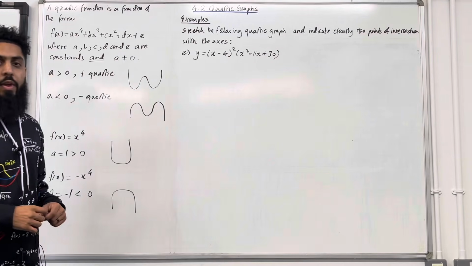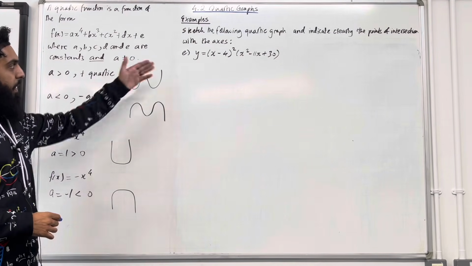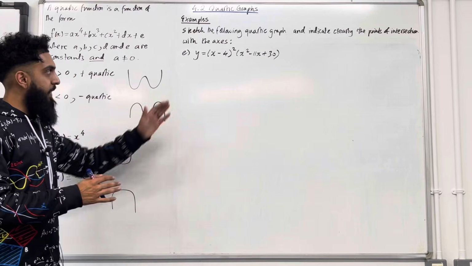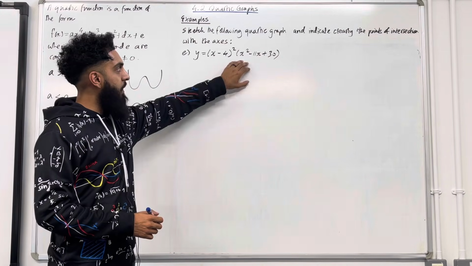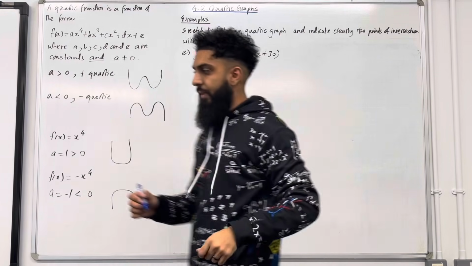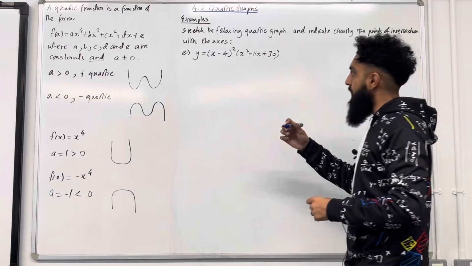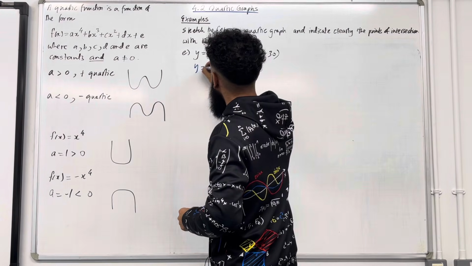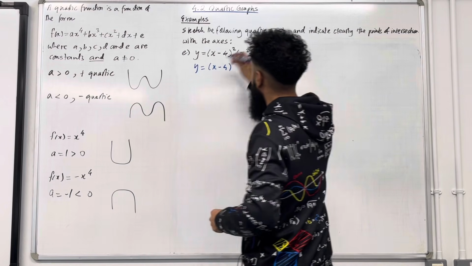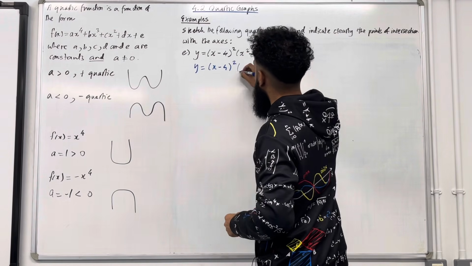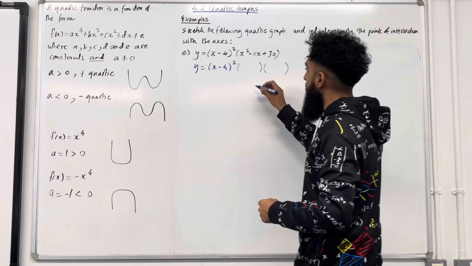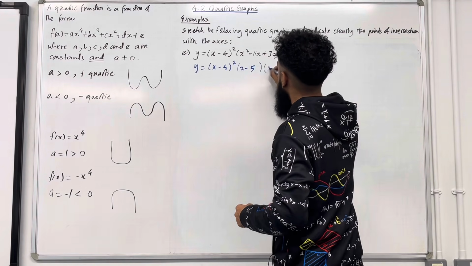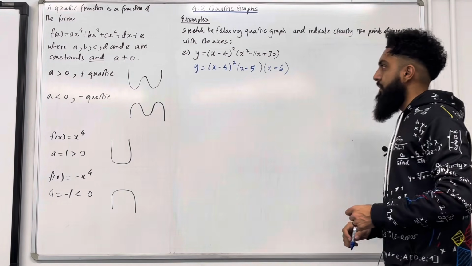Okay, moving on to the final part of this example, so part E. We need to sketch this particular graph. Before we sketch it, we notice that this particular quadratic over here can be factorized. So my first step is to factorize this quadratic. I've got y equal x minus 4 in bracket whole squared, and then I've got double brackets over here. So the factorization of this will be x minus 5, x minus 6.